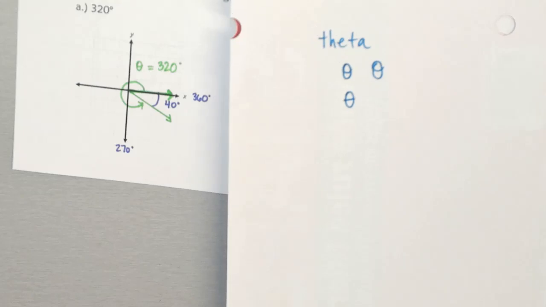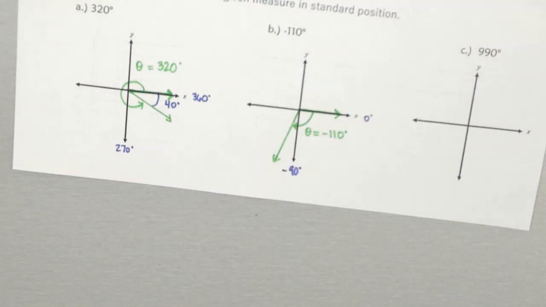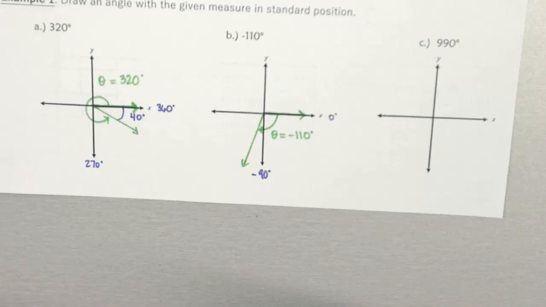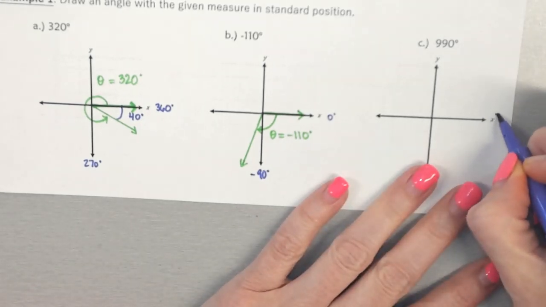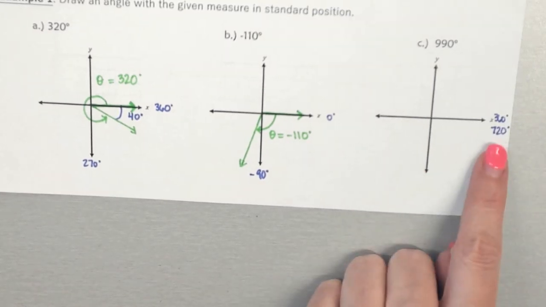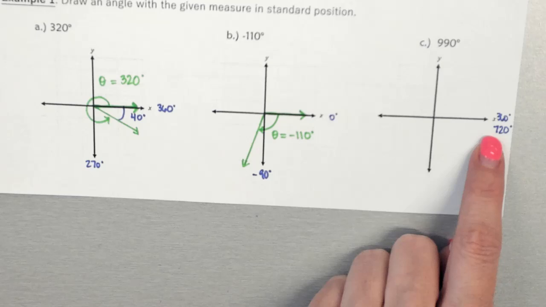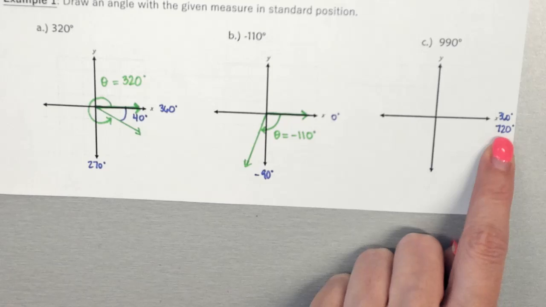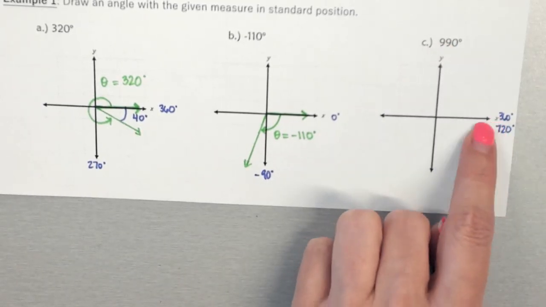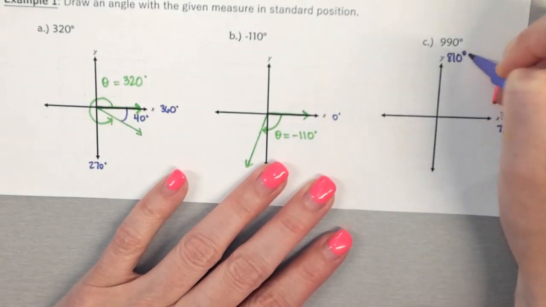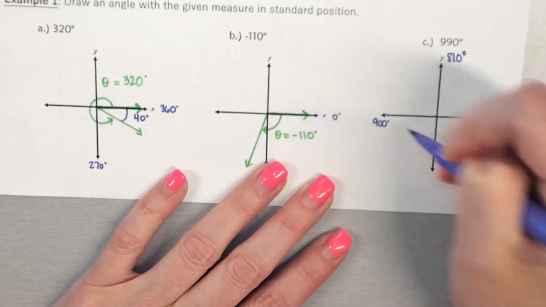Okay. All right, so for C, 990. So we're going to do one that's more than 360. You know that one time around is 360. What would be twice around? Yep. And then if we're going to 990, if I added another 360, would that be less than 990 or greater than? Greater than. So let's just start at 720 and then keep adding 90. Because what's 720 plus 90? Okay, so that would be here, and then plus 90, 900, and then plus 90, 990.